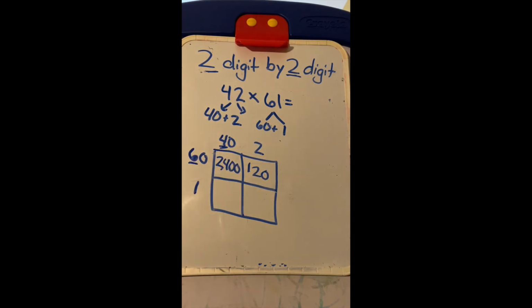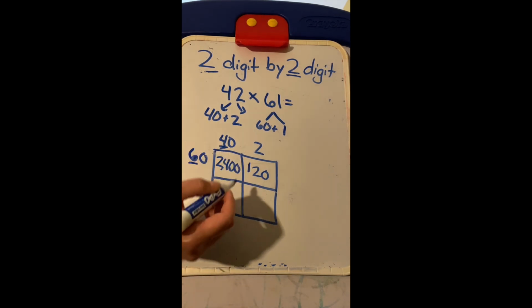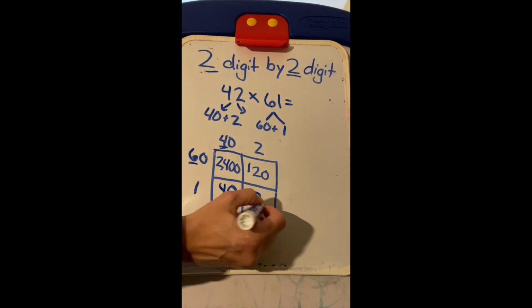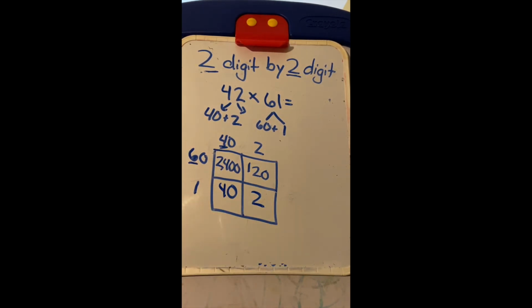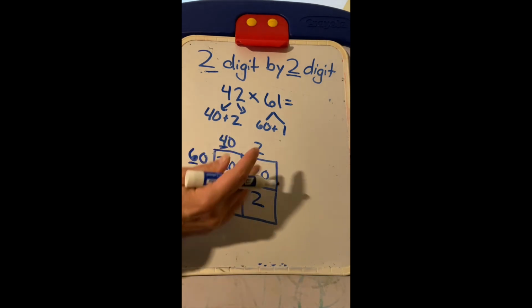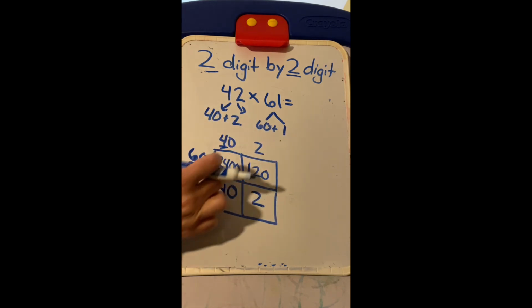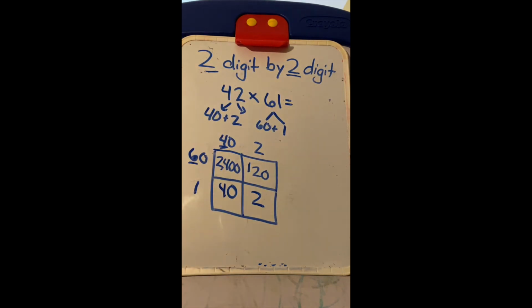Okay, now I'm done with 60. Now I need to move on to my 1. Ooh, that's easy. 1 times 40, well, that's going to be 40. 1 times 2, that's going to be 2. That's pretty easy. So now I have 4 partial products that I need to add back together. Since we broke it apart, now we need to add it back together. So I need to add my partial products to get my final product.